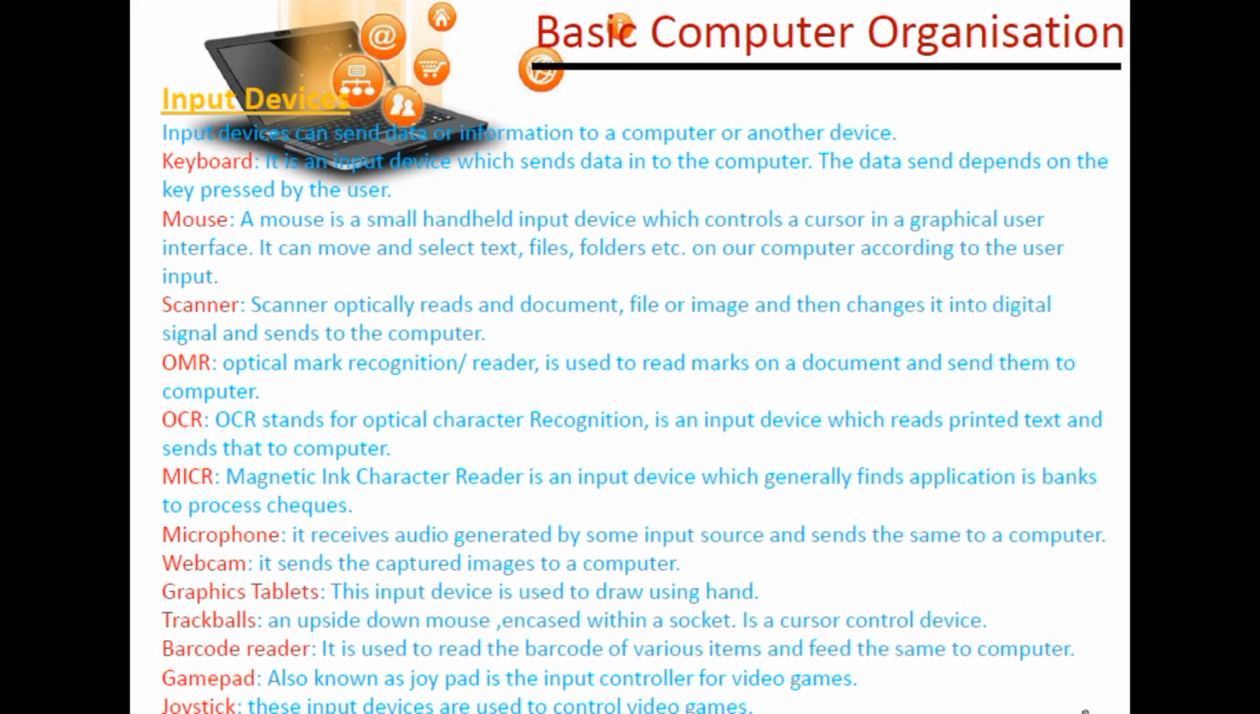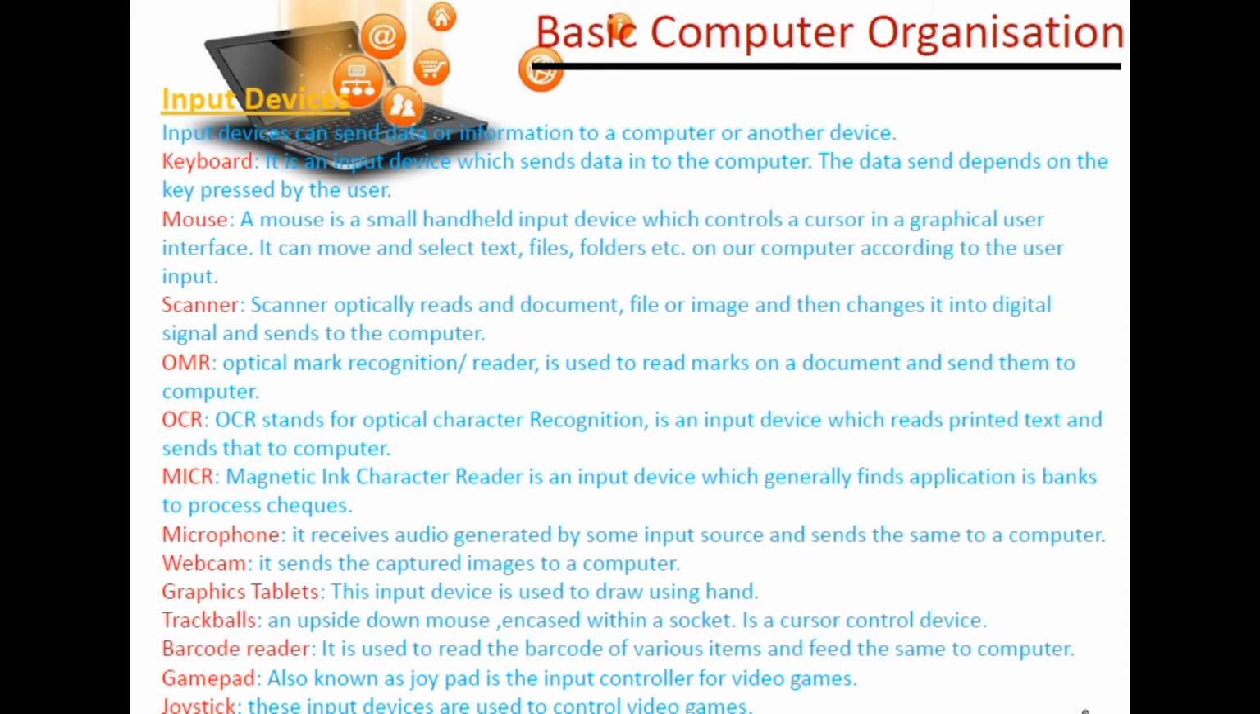OCR stands for optical character recognition. This is also an input device which reads printed text and sends it into the computer. OCR easily gets your information written on paper or in printed form and converts this text into characters, not an image. Unlike the scanner, which converts the information into a digital signal and saves it in the form of an image, OCR behaves differently. It scans your data in the form of a printed document or written material and converts it into characters, that is, editable characters.